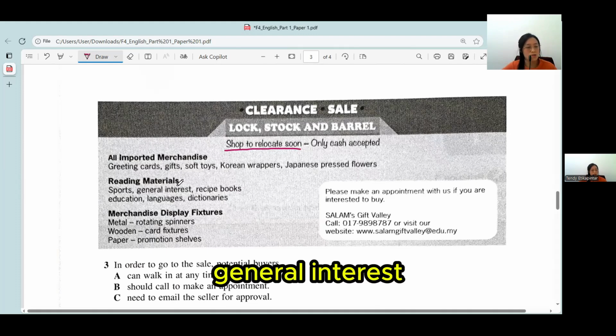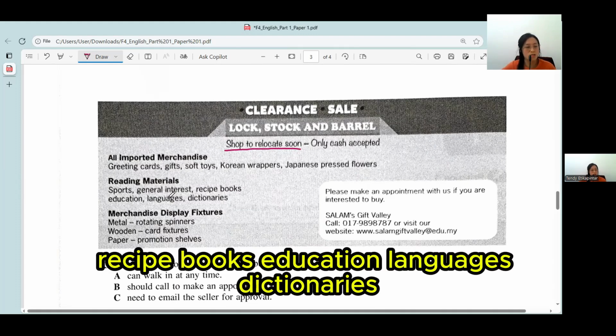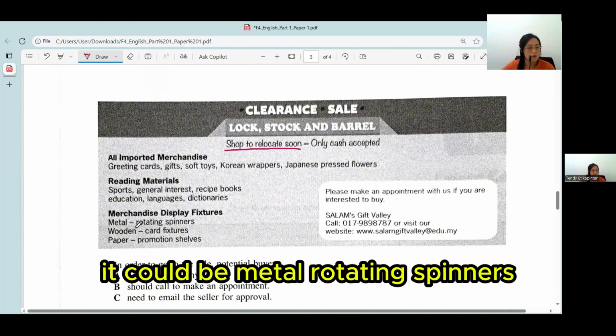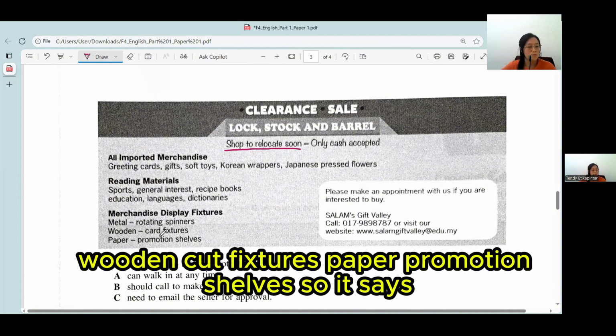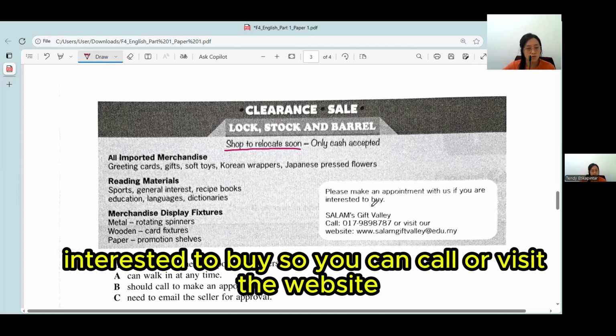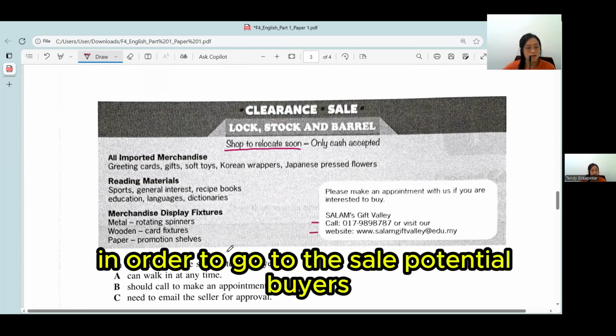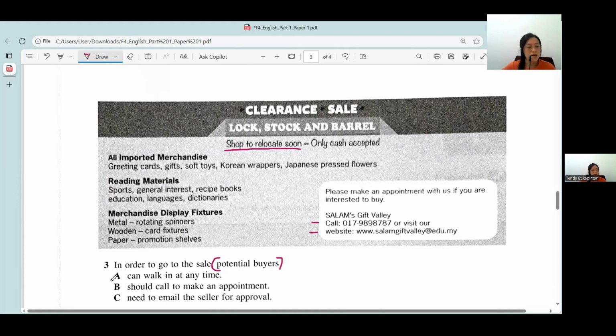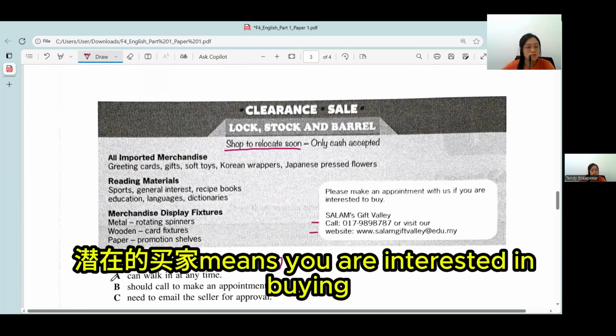And then reading materials, what do they have? Sports, general interest, recipe books, education, languages, dictionaries. Merchandise display fixtures. It could be metal, rotating spinners, wooden card fixtures, paper, promotion shelves. So it says, please make an appointment with us if you are interested to buy. So you can call or visit the website. In order to go to the sale, potential buyers. Potential buyers means 潜在的买家, means you are interested in buying.